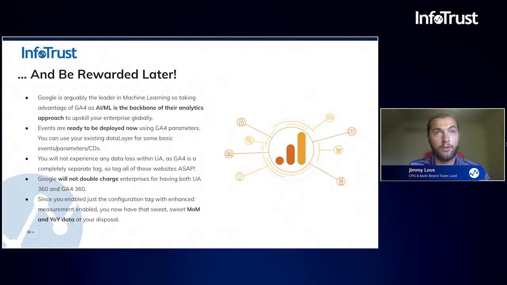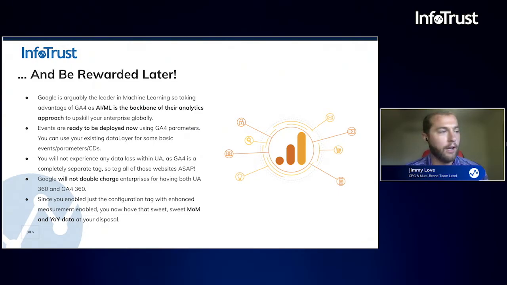So I mentioned we're not quite at full feature parity, but many of those are integrations and other low-level features. But the core of GA4 is ready to go today with events, parameters, and conversion events. You can even use your existing Universal Analytics data layer to capture some of those valuable data points. So don't think you need to get your development team involved right away.